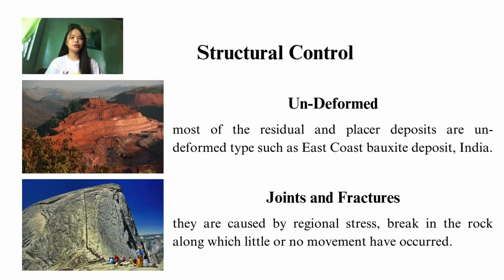Here are the structural controls. First is the undeformed. These are geological formations that have not experienced significant structural changes such as folding, faulting, or shearing. Most of the residual and placer deposits are undeformed type such as East Coast Bauxite Deposit in India. Second is the joints and fractures. These are natural breaks or cracks in rocks that form due to stress, weathering, and tectonic activity. These structures influence fluid movement, rock stability, and mineralization processes.